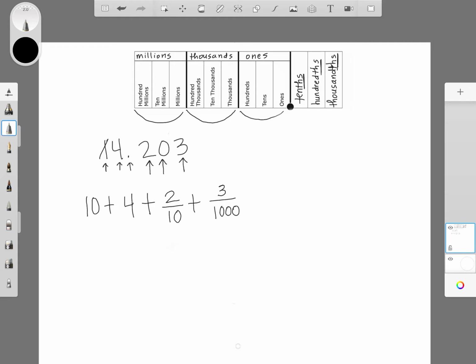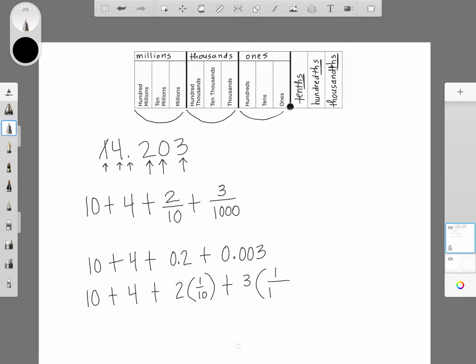Another way you can do it, I'll just go ahead and do the 2 plus the 4, is to write 2/10 and 3/1000. Another way to write it would be that you'll see it this way. 2 times 1/10 plus 3 times 1/1000. And I will accept any of the 3 ways that you feel most comfortable with.